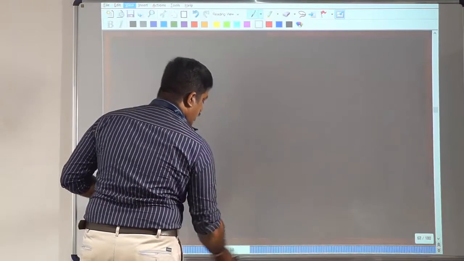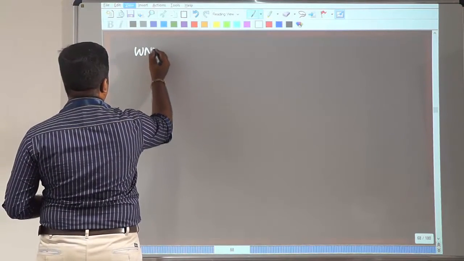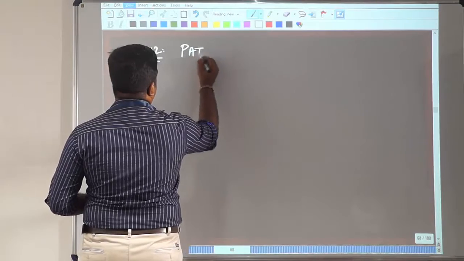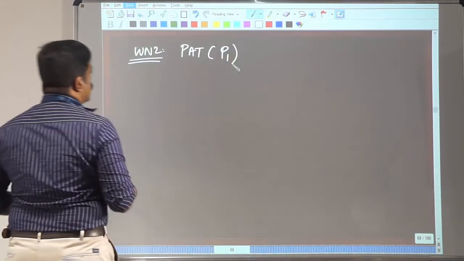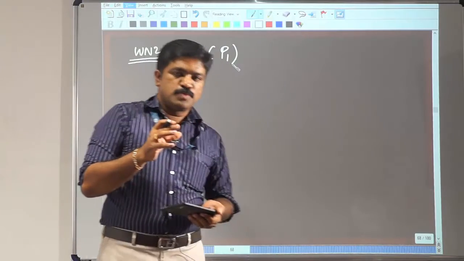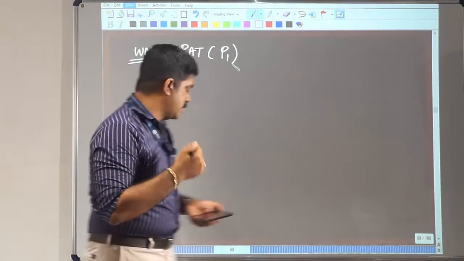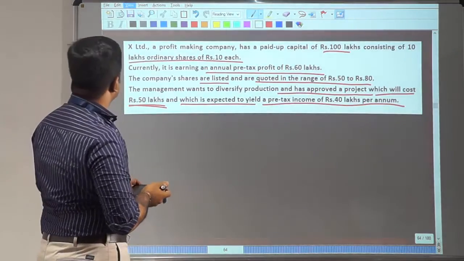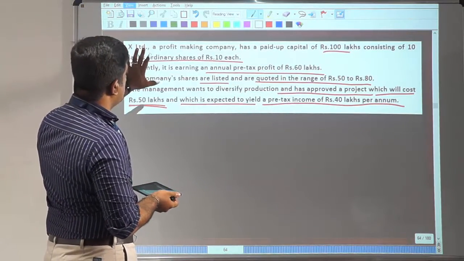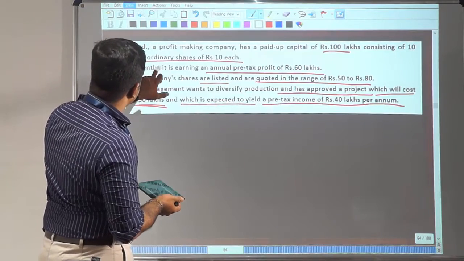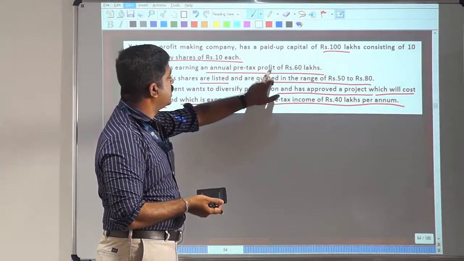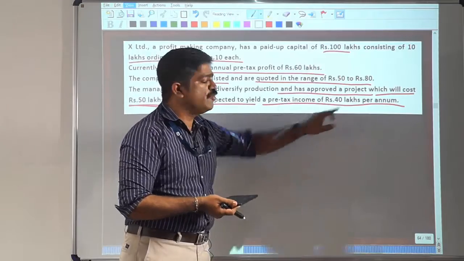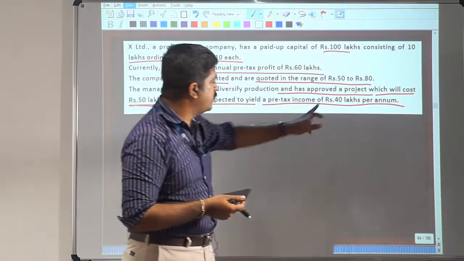Now we'll try to find out the earnings available for shareholders in all the 3 plans. So working note 2, computation of PAT for plan 1. Now, when this company goes for this project, it is actually going to earn additional income. Let me go back to the question. The question says, X Limited, a profit-making company, and here it is mentioned that currently it is earning an annual pre-tax profit of 60 lakhs. And if they go for this project, they will get a pre-tax income of 40 lakhs. So already they have 60 lakhs. Now if they go, they'll get 40 lakhs.